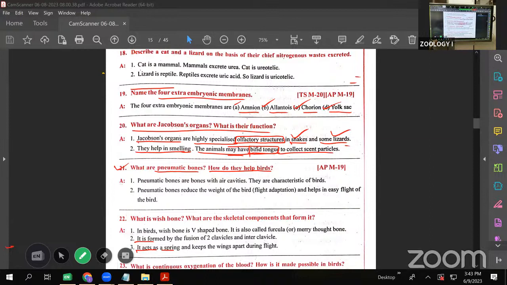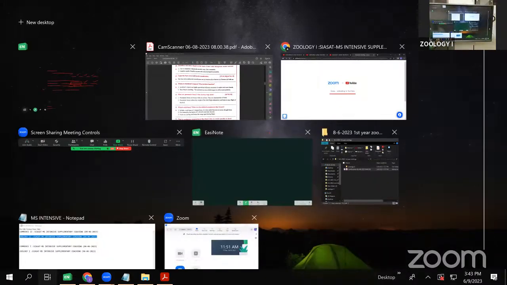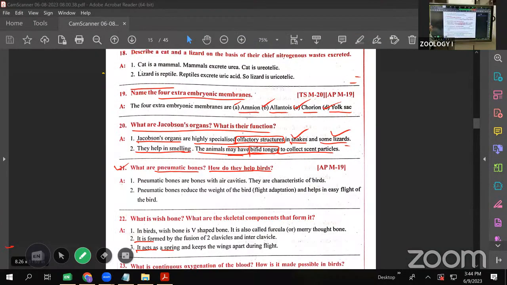Normal bones have bone marrow on the inner side, but the pneumatic bones do not have bone marrow. That's why they have air cavities. Instead of bone marrow, air cavities are present. That's why the bones are weightless. Clear? See this one, pneumatic bones.